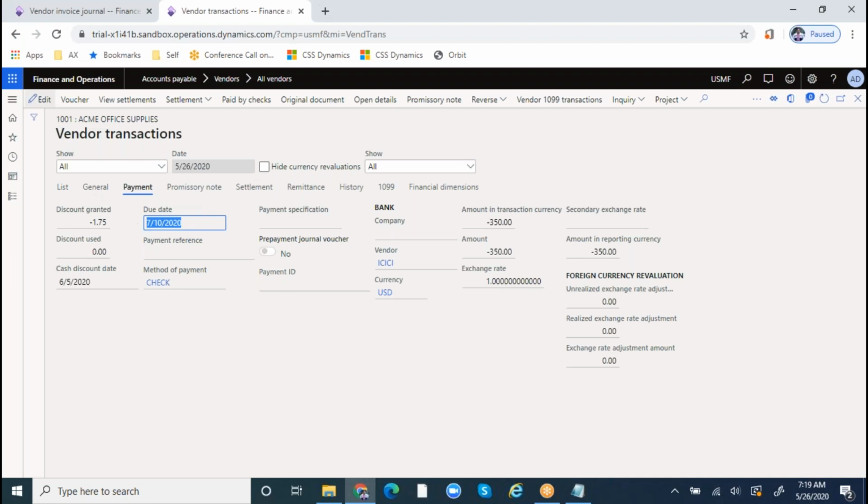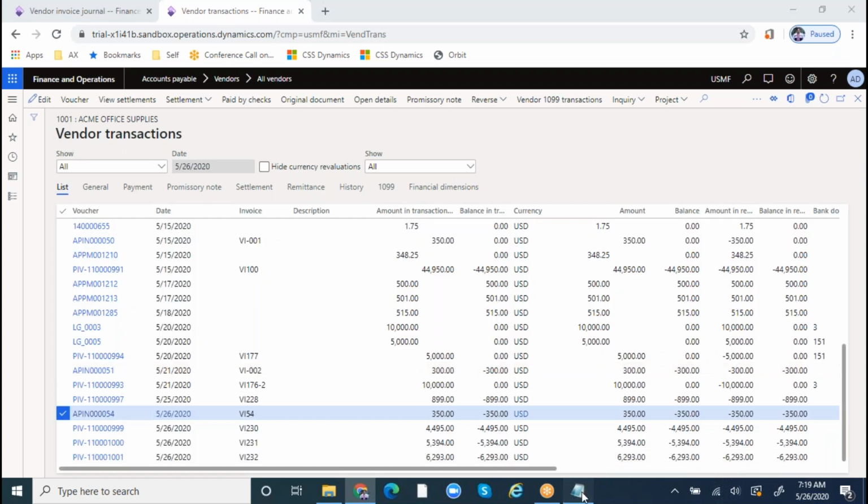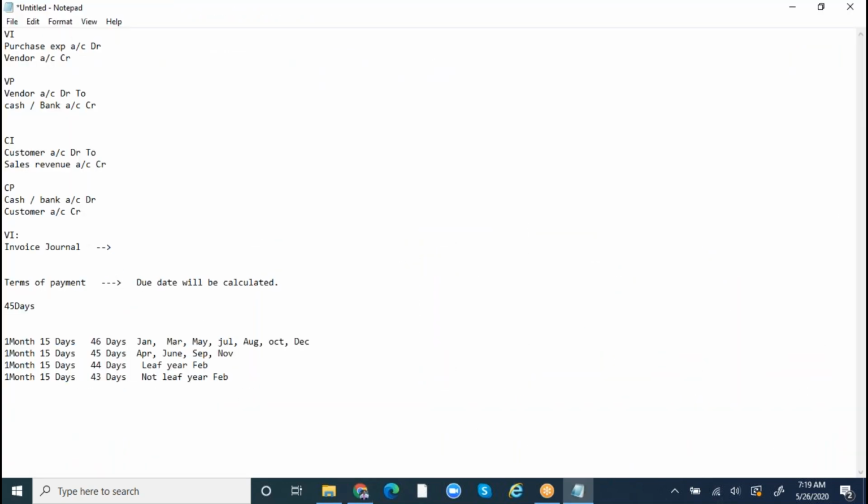Is there any use of the due date other than just displaying that by this date you need to pay? Actually, the due date is most important. If you are running a report, the pending balances aging report, you will understand this later. The aging report will be generated based on the due date. So the vendor is not approaching you for money till July 10th.